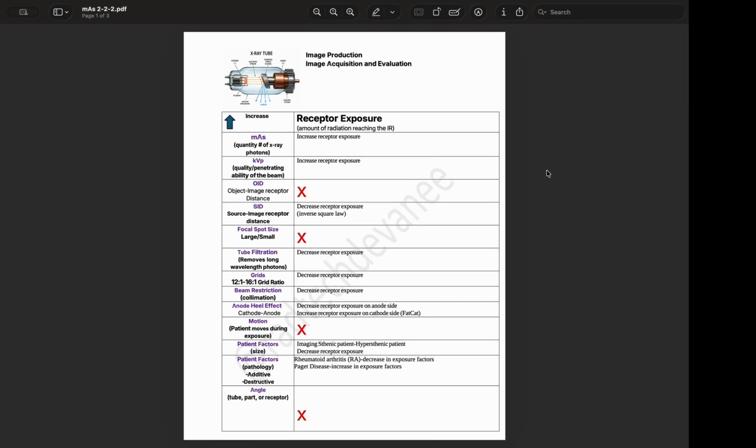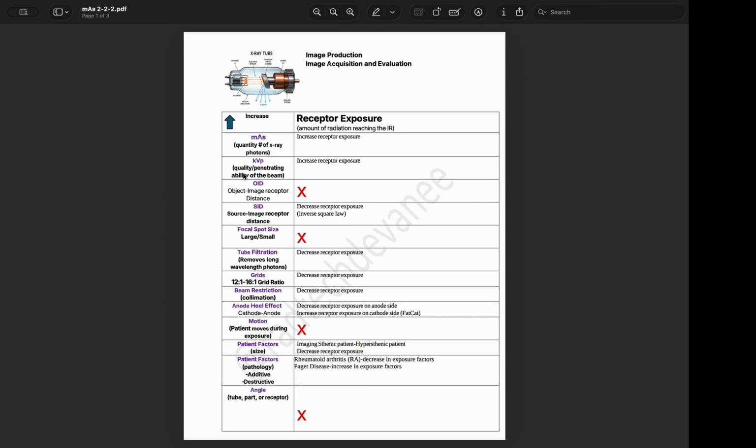Today I'm going over image production. These are factors that affect radiographic quality. How this chart works, all these factors are going to increase, and I will go over which ones affect receptor exposure. Remember, receptor exposure is the amount of radiation reaching the image receptor.